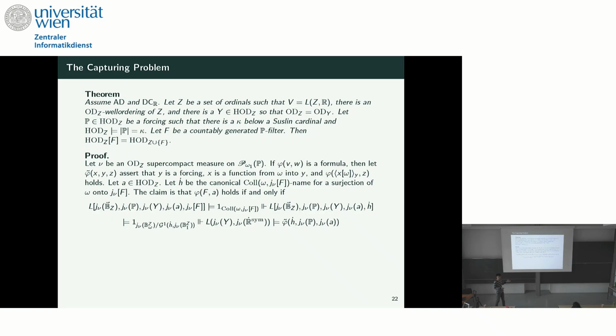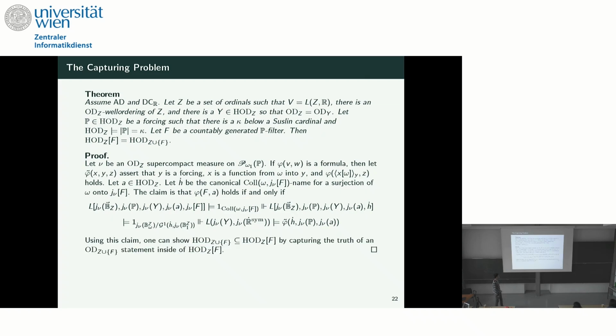J of f is probably not going to be in HOD_z adjoin f, but j image f is something that HOD_z adjoin f can see, right? I want to emphasize everything else is j of something, but what's important is j image f, wherever it appears. So now this thing is something that can be seen inside of HOD_ZF.